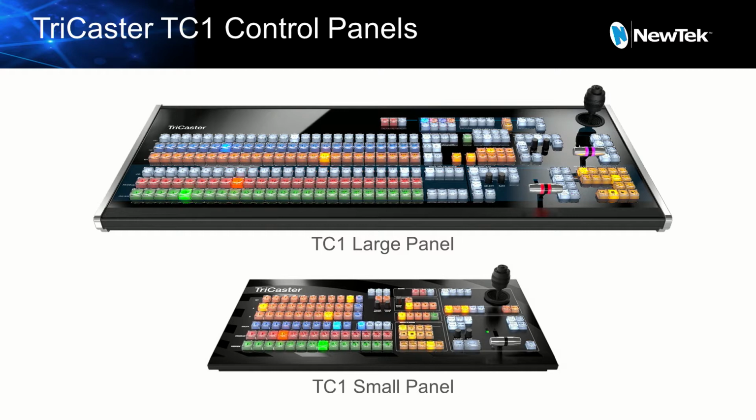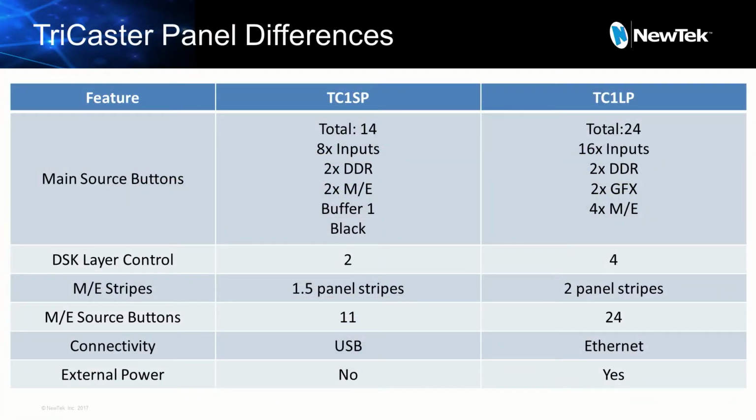But I do want to take a moment here and explain some of the differences between these 2 panels, because I think the TC1 is a very scalable system, in the sense that you might have people who do very small productions on it to people who do very large productions on it. Pairing them with the proper control panel could be very important. Otherwise, they get the one they don't want, and they might be frustrated that there are things they were expecting to do that they're not going to be able to. So here are some of the major differences between these 2 panels.